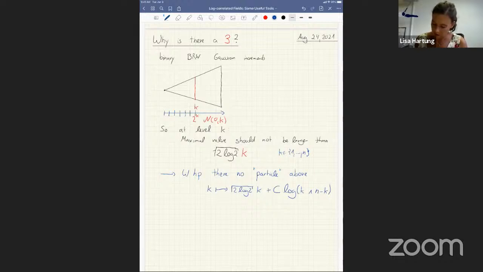And because this k minimum n minus k becomes small when we are close to n or close to 0, maybe we just want to say this for k. We want to take this function, and then we take the maximum with some cost.